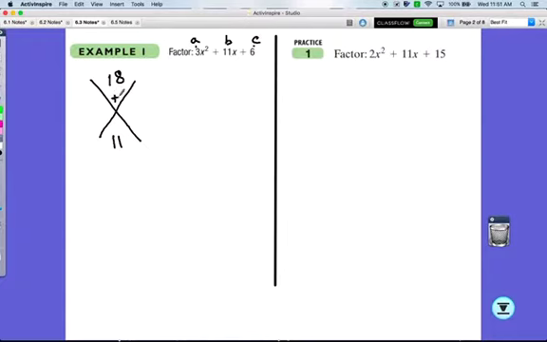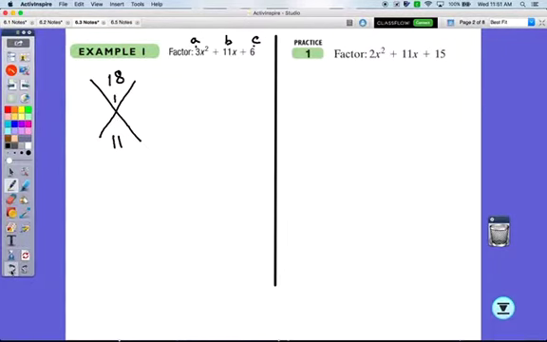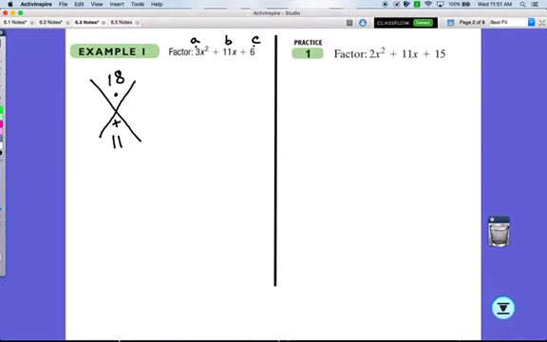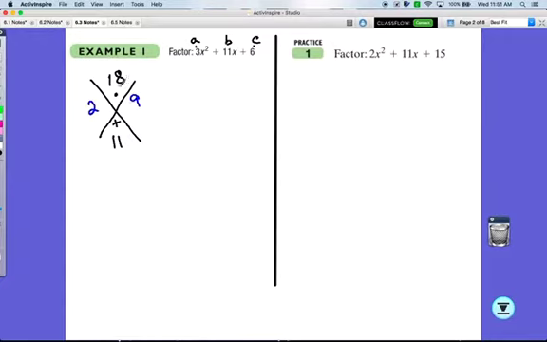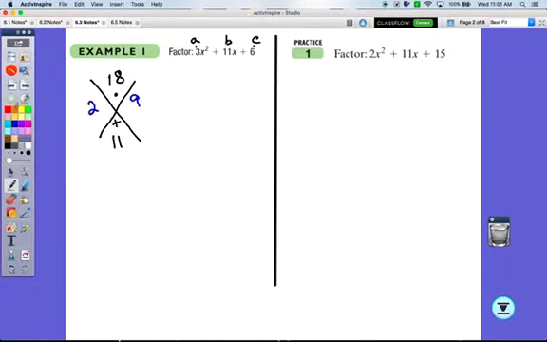So I need to find two numbers that multiply to give me 18 and add together to give me 11. You might need to come out to the side and figure out what those two numbers are. It turns out those two numbers are 2 and 9. 2 times 9 is 18, and 2 plus 9 is 11. Once you have those numbers, you're going to come back through and divide them each by that A.